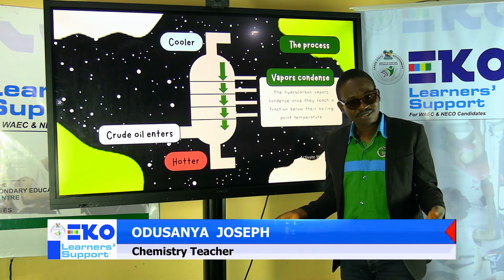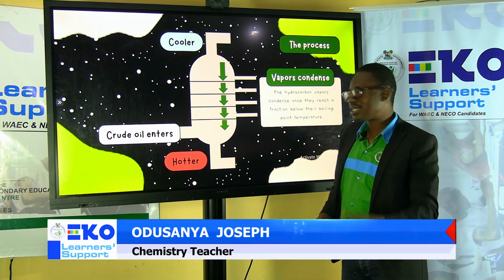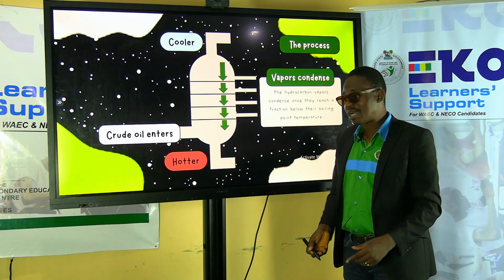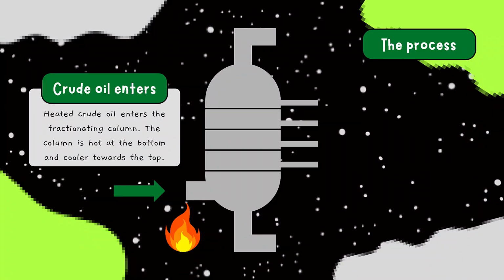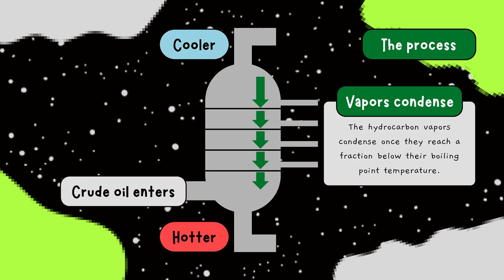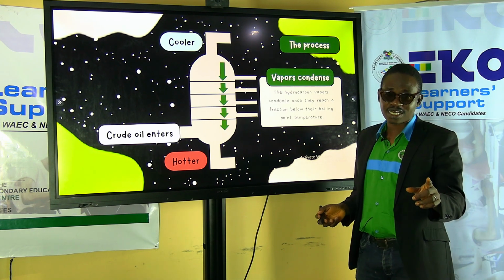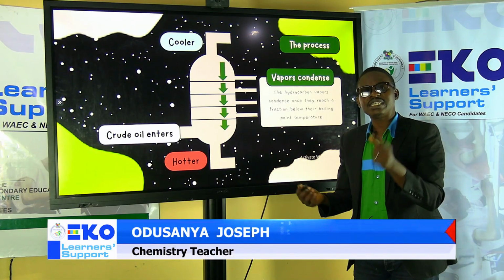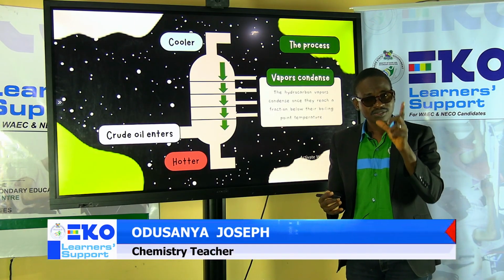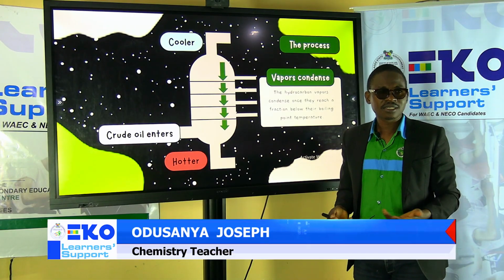For example, kerosene, petrol, diesel. You get to know all this as we move on. So remember, the first step is heating the crude oil. When you heat it, it turns to vapor and goes up. The second step is condensing it by turning it to liquid, and it comes down. The hydrocarbon vapors condense once they reach a fraction below their boiling temperature. Don't ever forget that they have close boiling points. So when each of these gases gets to its boiling point, you condense it back to liquid.